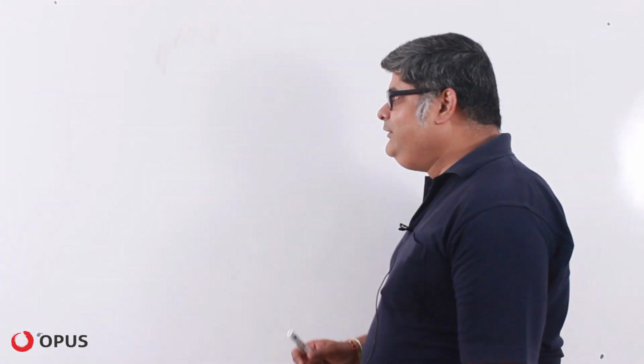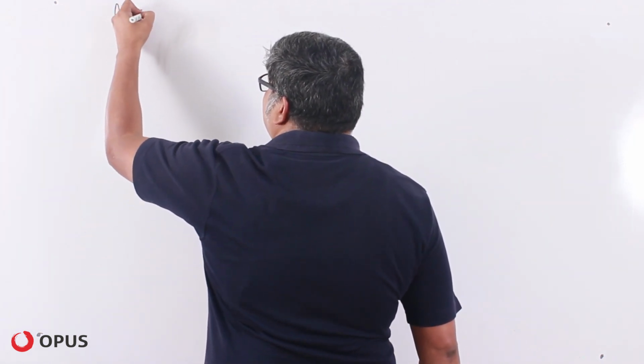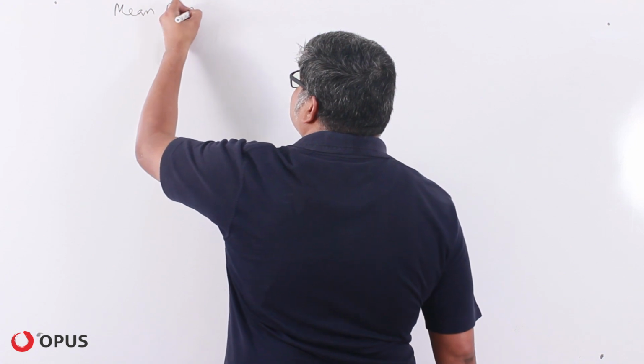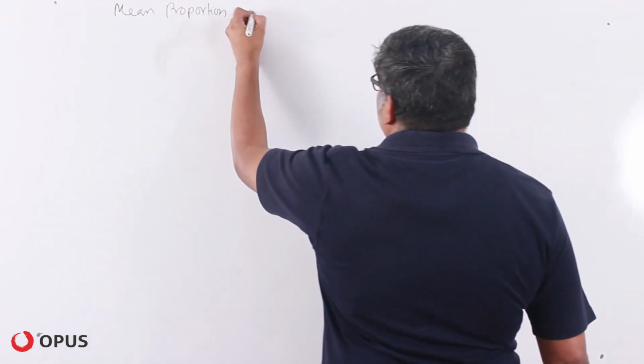Now, since we have moved into proportion, as we had discussed earlier, it's nothing but when two or more ratios are equal to each other, we call them in proportion. So here, let's look at this particular concept which is called mean or mean proportion. This is also called geometric mean.